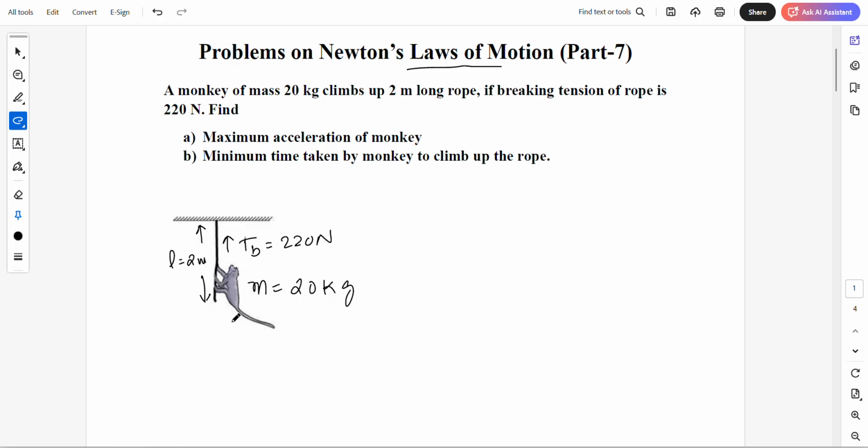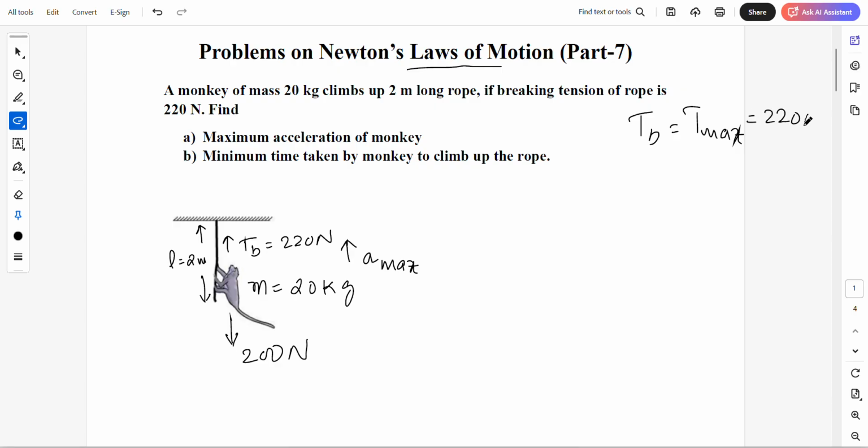Now, what is mg? mg is 20 into 10, that is 200 newtons. The breaking tension is 220 newtons, and mg is 200 newtons. Where will the acceleration be? It will be accelerating up, since here tension is greater than mg. The monkey will be accelerating up, and that will be the maximum acceleration. Why? Because you have maximum tension. T is T max.